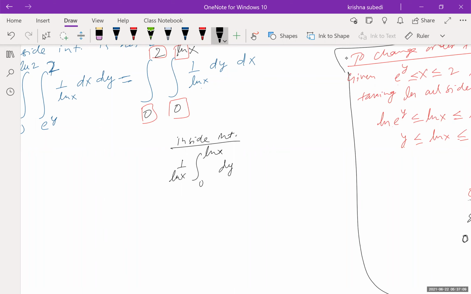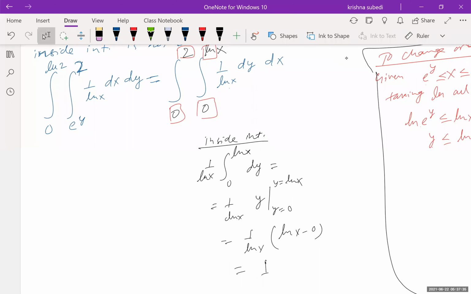So that's going to give me 1 over ln x, and that's going to give me y. So y from 0 to ln x. That's going to give me 1 over ln x, and this will be y means ln x minus 0. Oh, it's a simple one. Oh, that's nice. You see, we just got one there.